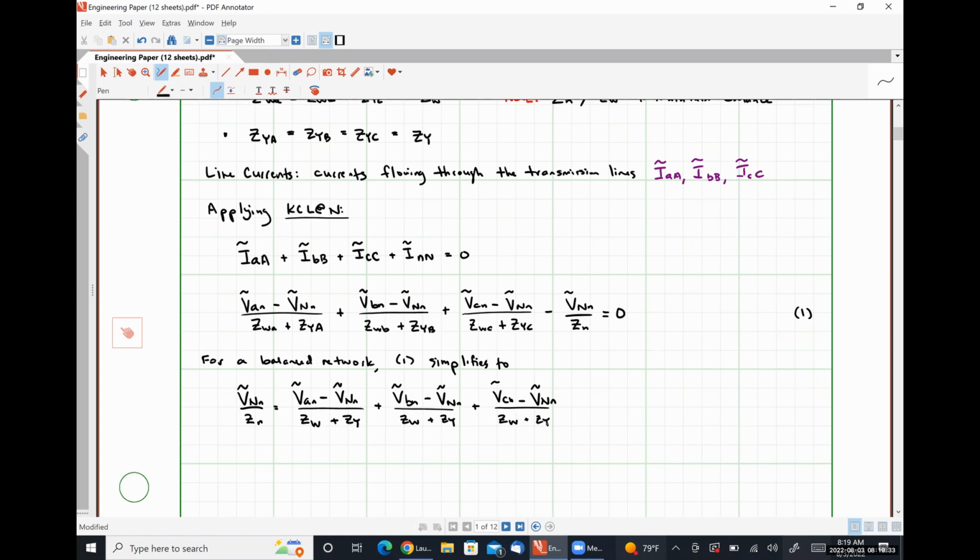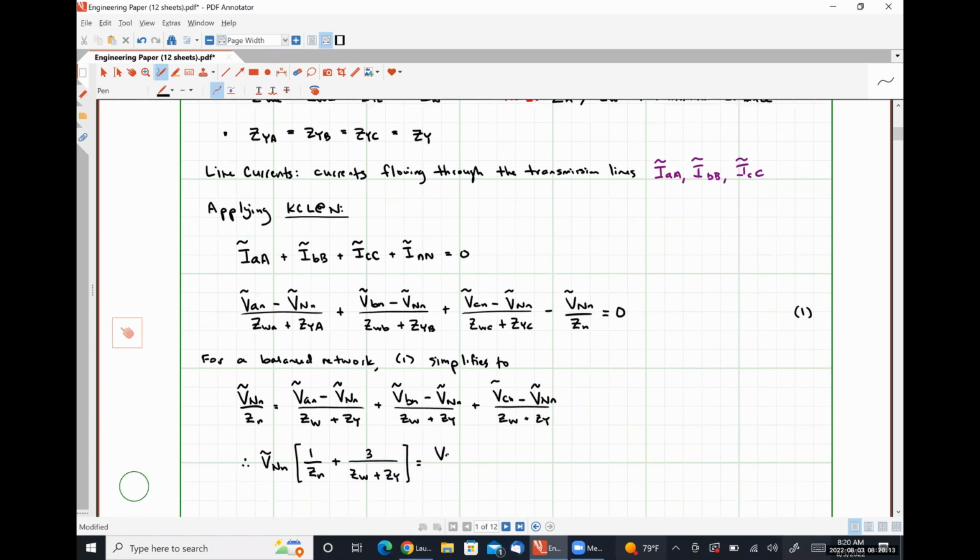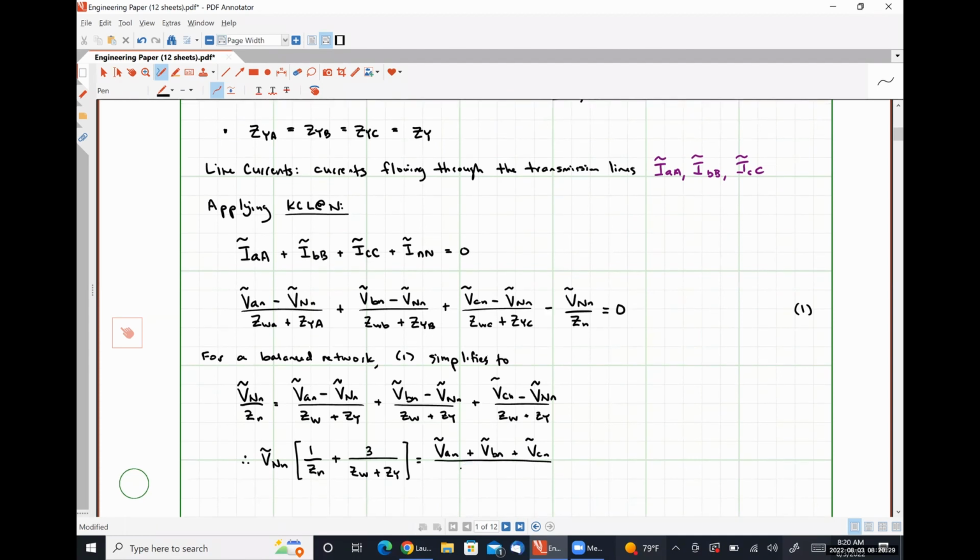plus ZY. And now I'm going to do a very small amount of mathematical manipulation here. I'm just going to move all of the VNN terms to the left-hand side. And so what that's going to look like is I will have VNN multiplied by a factor of 1 over Zn plus 3 over ZW plus ZY is equal to VAN plus VBN plus VCN over ZW plus ZY.